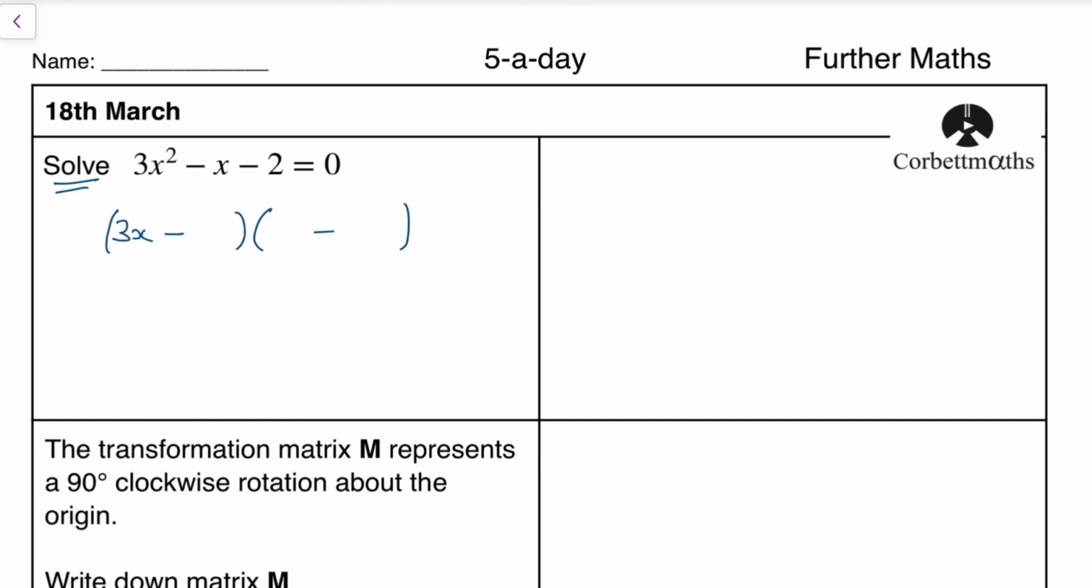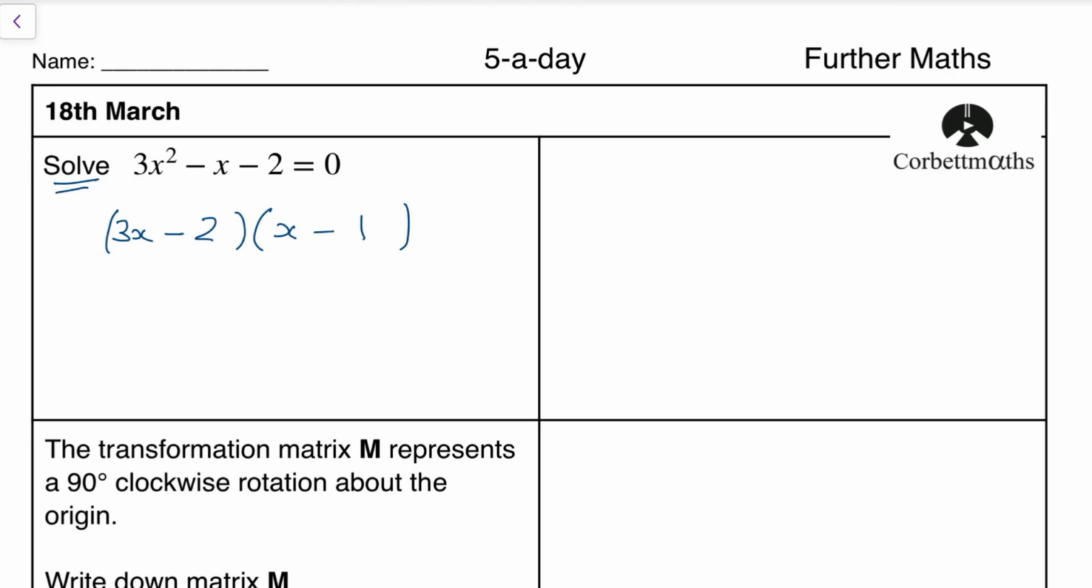3x, or 3, more to the point, goes down to 3 and 1. So I know one of these is going to be 3 and one of those is going to be 1. So the real question is, where do I put the 2 and where do I put the 1? Well, if I multiply 3 by 2, that gives me 6, and I can't use the 1 to get back to 2, so it must be the case that the 2 goes here and the 1 goes here.